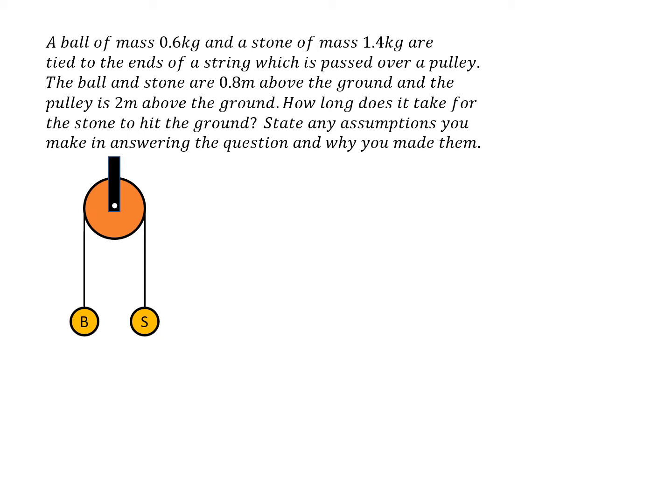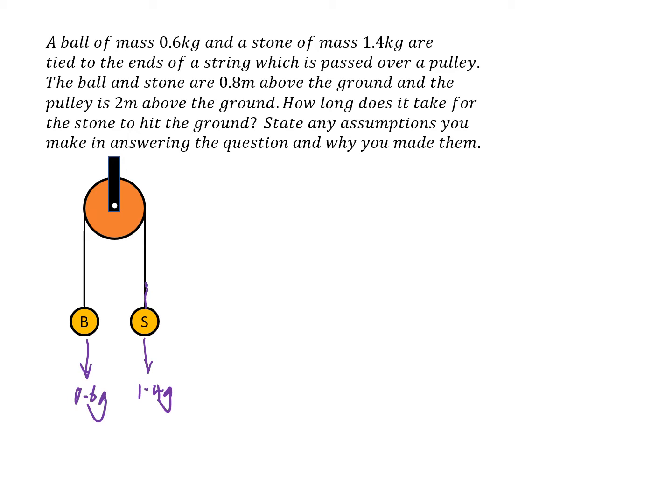The ball has a mass of 0.6 kilos, so the force of gravity is 0.6g, and for the stone, mass 1.4 kilos, so 1.4g force due to gravity in this direction. There are tensions in the string. Now let's have a look at that.